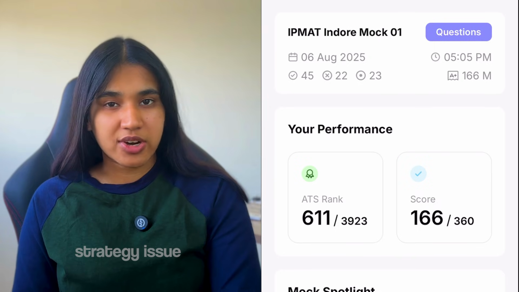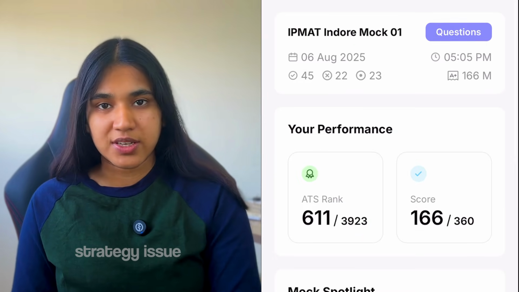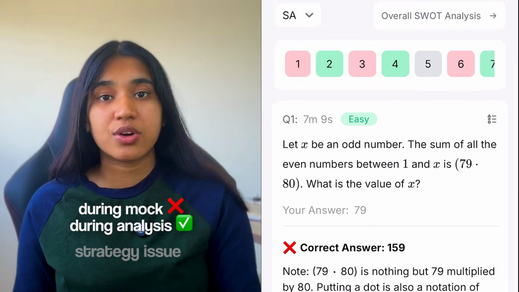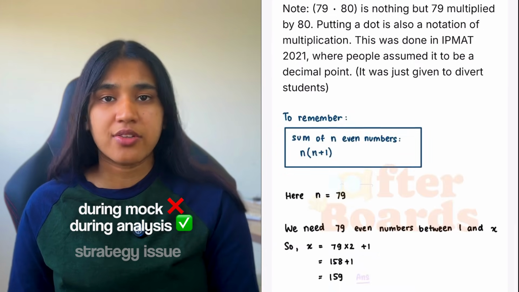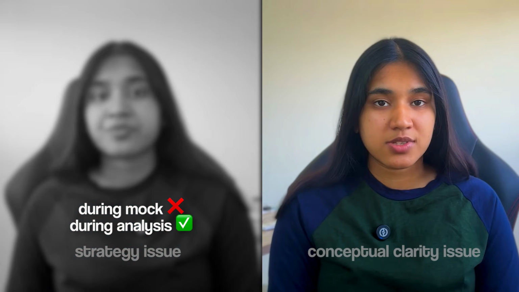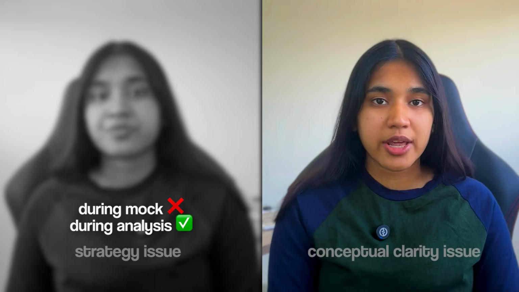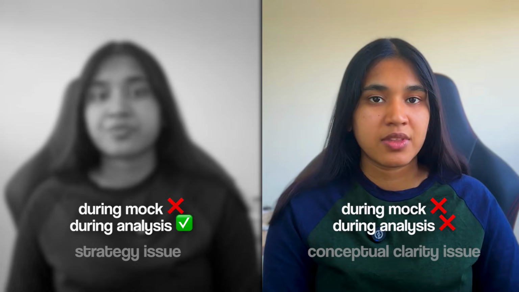How to know that your strategy is wrong? After you attempt the mock, you're going over all of your 45 questions. You're able to identify 5-6 questions that you knew that you could have solved, but you were not able to get there because of time management or other issues. However, when it comes to conceptual clarity, this is when after the mock, you're not able to find any question that you could have solved independently on your own. Now that we have that down, we need to go over how to solve each one of these.